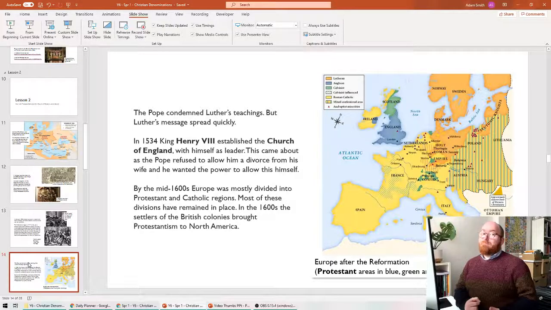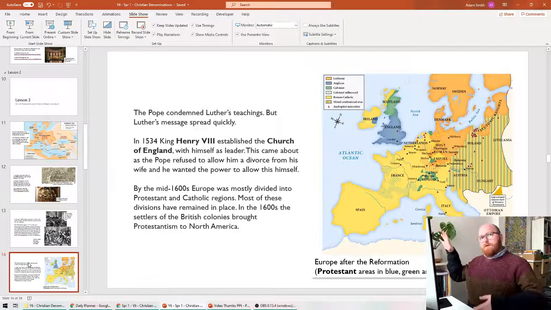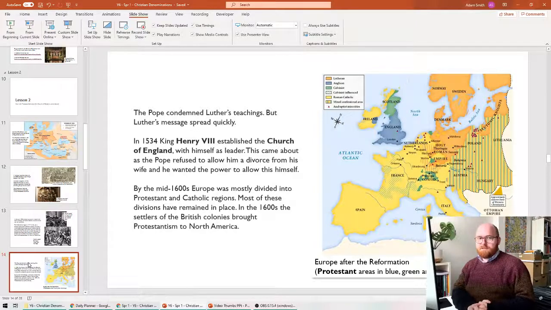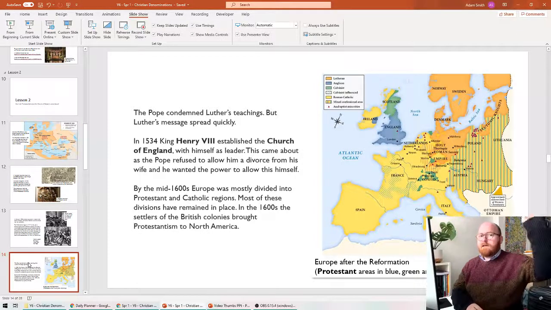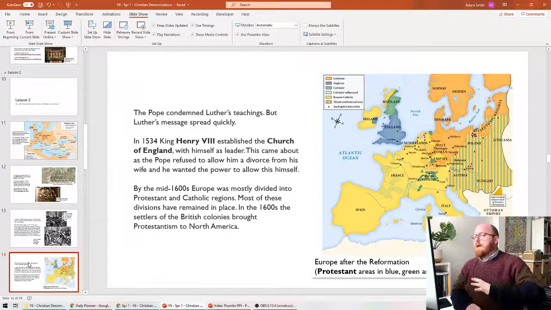So, by the mid-1600s, Europe was mostly now divided not only into Orthodox and Catholic, but into Orthodox and Catholic and Protestant. Most of these divisions have remained in place. Germany is still, especially northern Germany, mostly a Protestant country. The Netherlands is a fairly Protestant country. England is a fairly Protestant country. However, Ireland, more Protestant in the north, but mostly a Catholic country. Scotland, split between Catholic and Protestant.